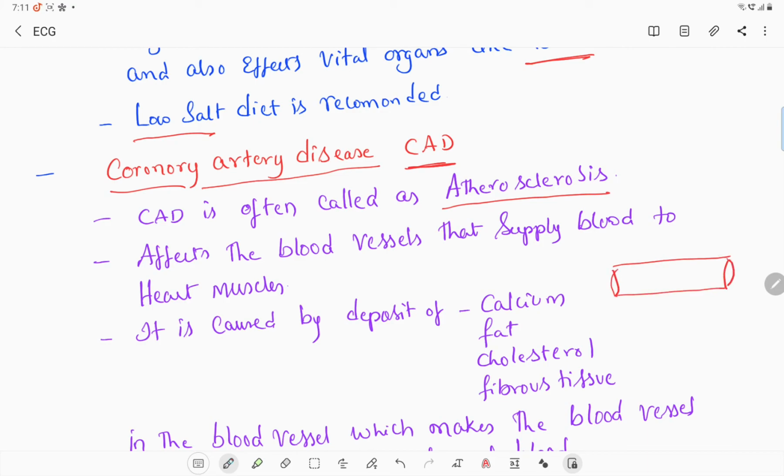So imagine this as a coronary blood vessel. Here the entire blood vessel is deposited with the plaque. It is filled up with the plaque. So what happens? It is completely filled up, and the blood vessel is blocked with the plaque. Plaque is formed by the deposit of calcium, fat, cholesterol and fibrous tissue.